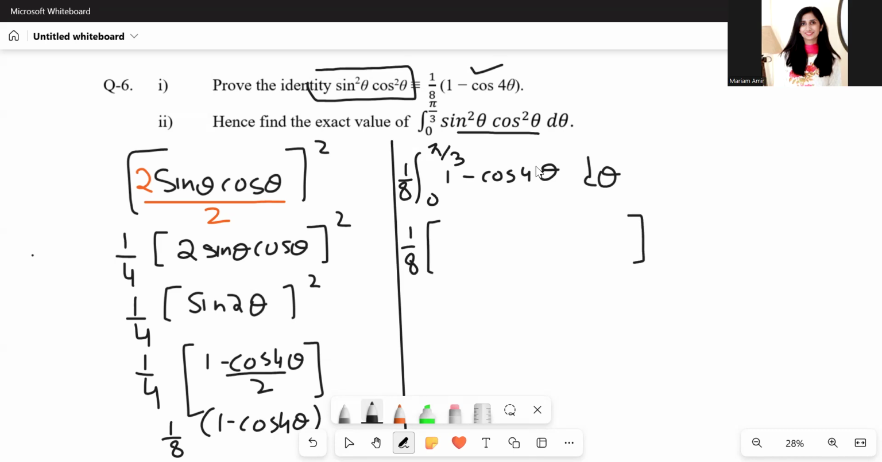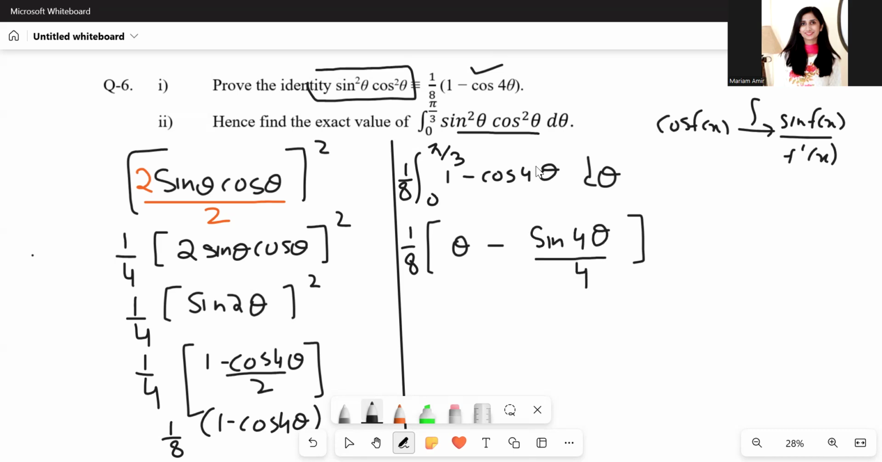Inside, the integration of 1 would be θ minus the integration of cos 4θ, which becomes sin 4θ over 4. The limits are π/3 and 0. So I'm now going to bring in the 8. So θ/8 minus sin 4θ/32, and the limits are π/3 and 0.